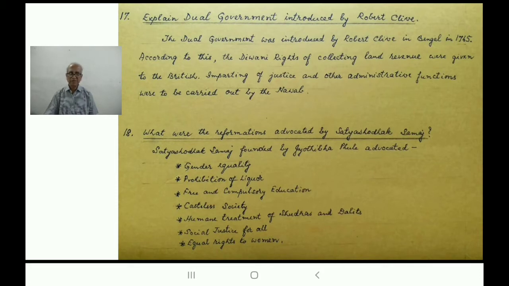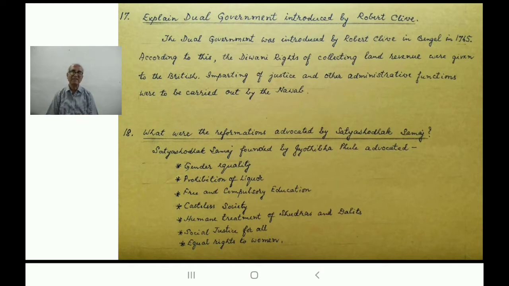What were the reformations advocated by Satyashodak Samaj? Here you can write in a para. I would suggest in such questions better you write the points one below the other. Even from the valuation point of view, the valuer will find it easy, and you too will be able to impress on the valuer that you have command on the subject, provided you are read well and you present it properly, one below the other.